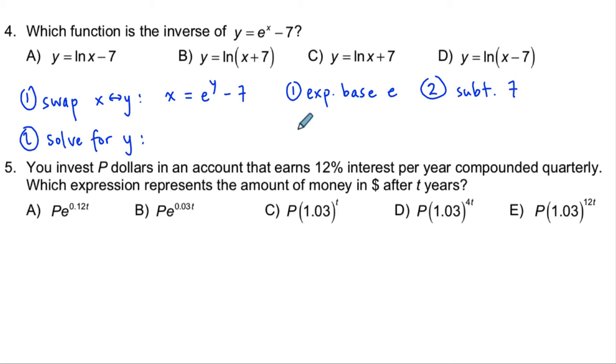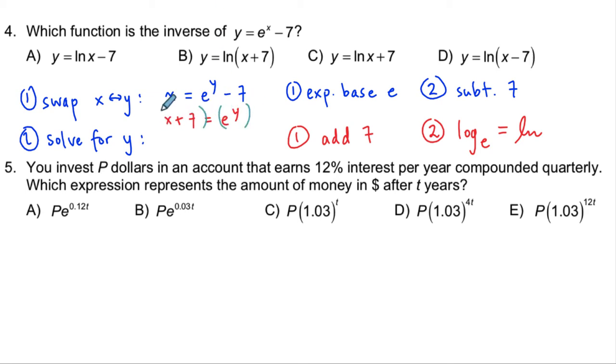So when we solve for y, we first have to do the opposite of subtracting 7, which is adding 7, and then we have to do the opposite of exponentiation base e, which is logarithm base e, or applying the natural logarithm, ln. So the first thing we do to both sides is to add 7. And the next thing we do is to apply the natural logarithm to both sides of the equation. So ln of e to the y cancel, and we're left with y.